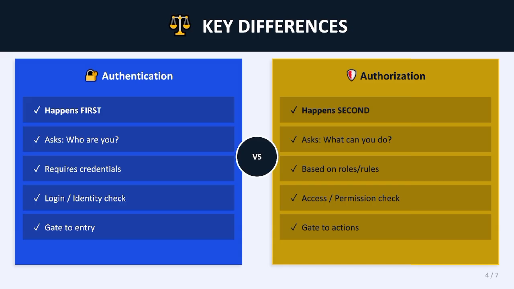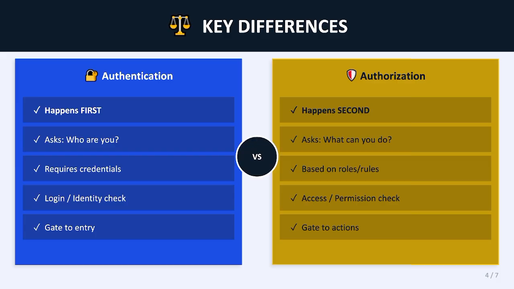And then the key differences between authentication and authorization. First, authentication happens first, then authorization happens second. Authentication just knows who you are. They need to know who you are first. They do not check what this person can do. It's like someone showing their ID at a school, and then they will check if the person is a teacher, a student, or the principal.